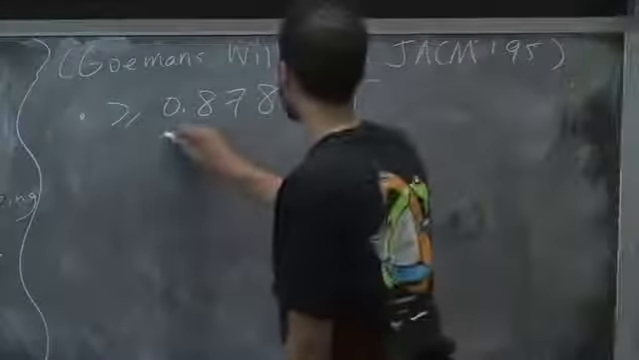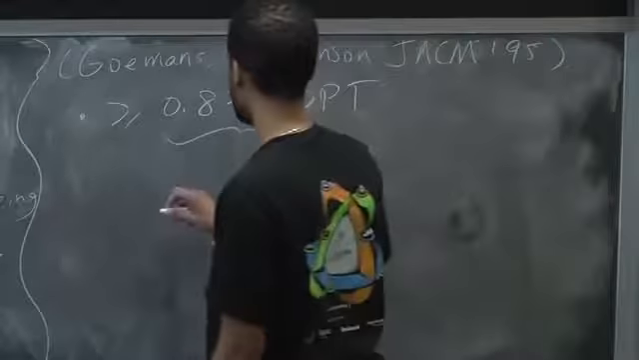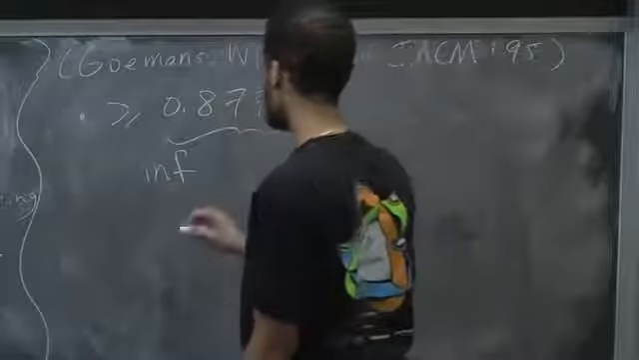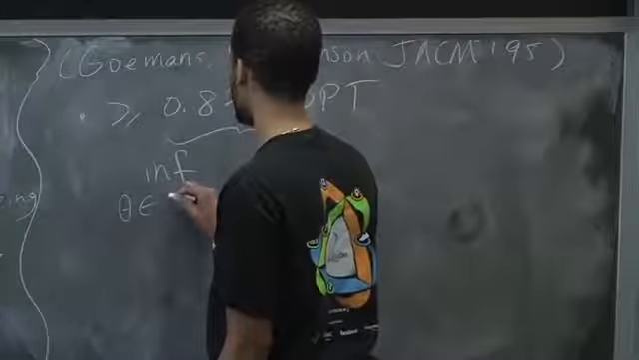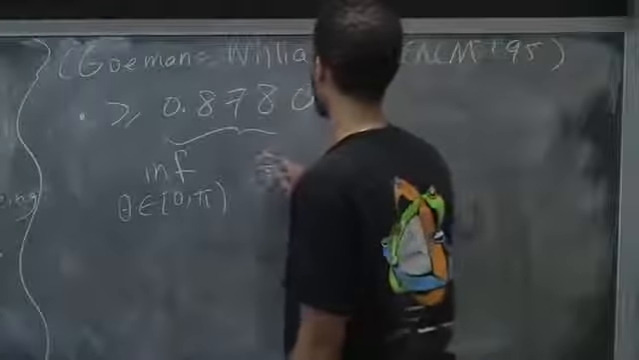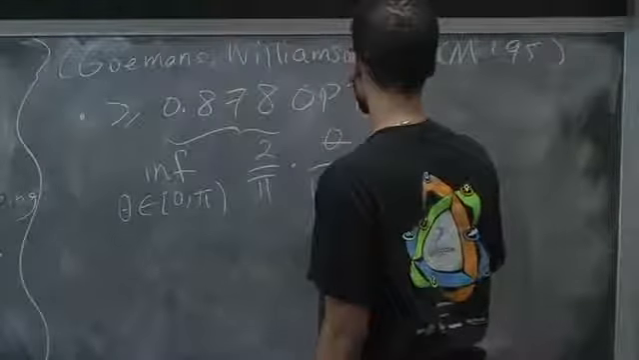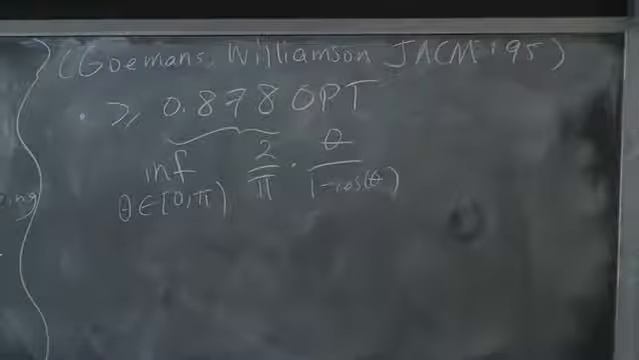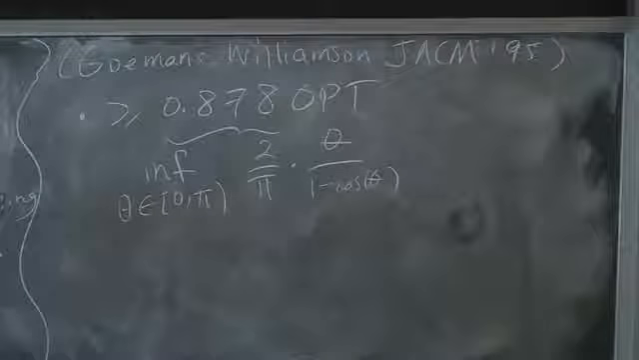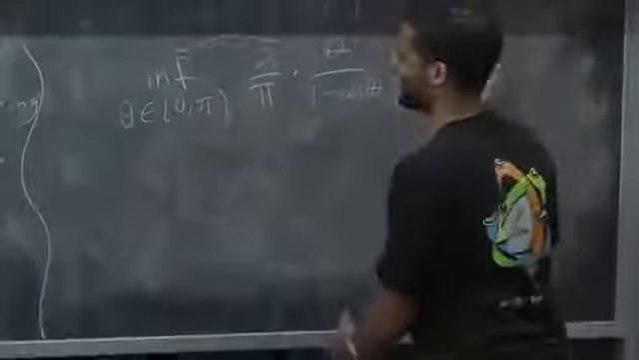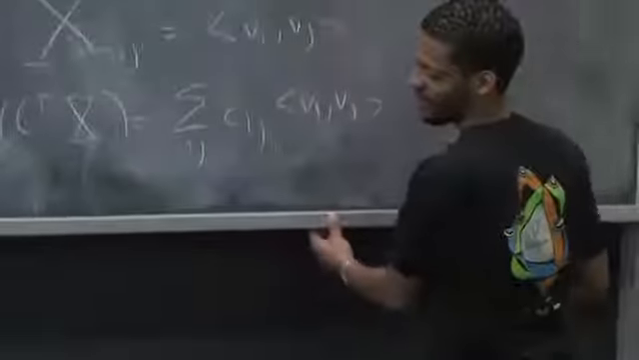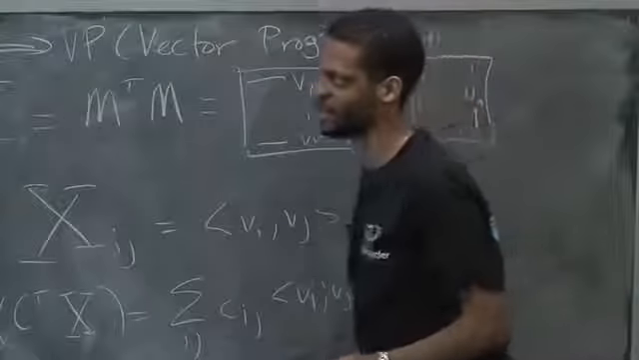And what is this number? This number is the lowest possible value over all angles theta in the range from 0 to pi of 2 over pi times theta over 1 minus cosine theta. So we're going to see that algorithm. Even though the number looks weird, it's actually a very simple algorithm. It's just that before them, people weren't using SDPs to come up with approximation algorithms.